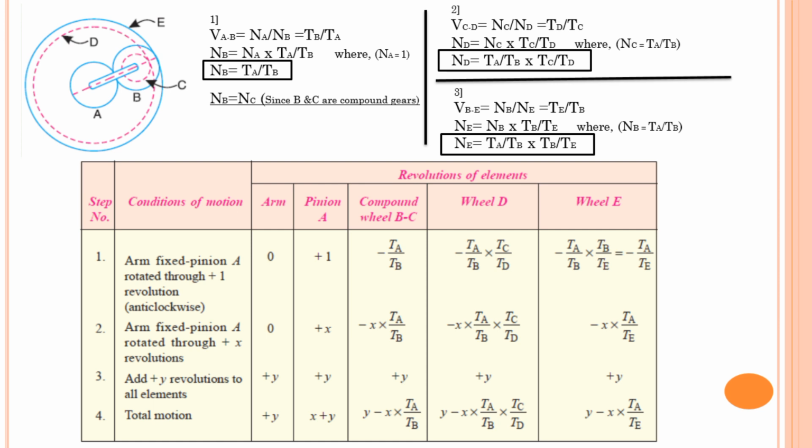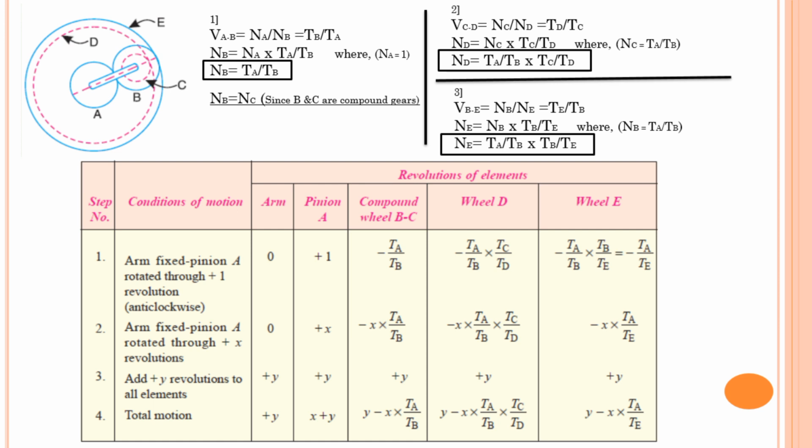Velocity ratio of gear A and B is equal to NA upon NB is equal to, in terms of teeth, TB upon TA. Now NB I can find out NA into TA upon TB, but NA is speed of gear A is +1, that's why NB is equal to TA upon TB I have got. But in that table I have written it as a minus TA upon TB.